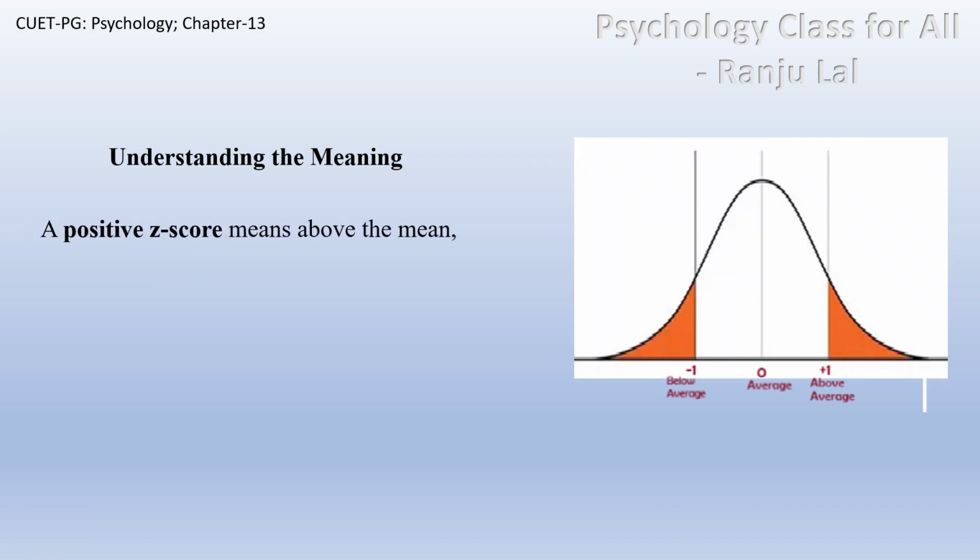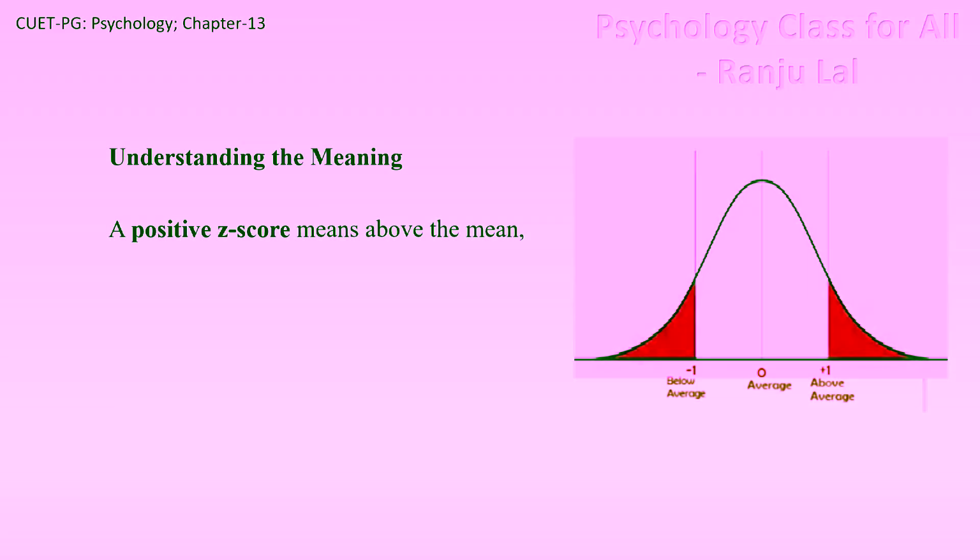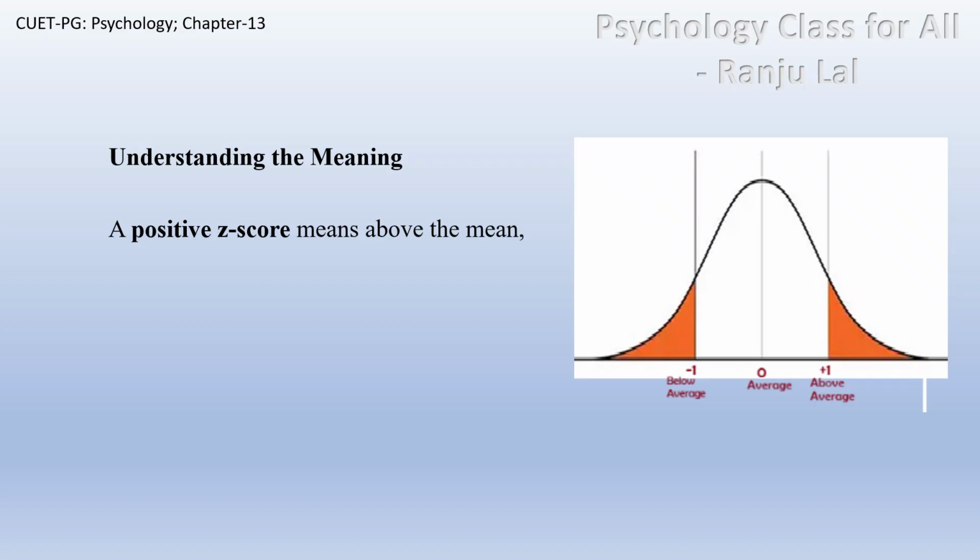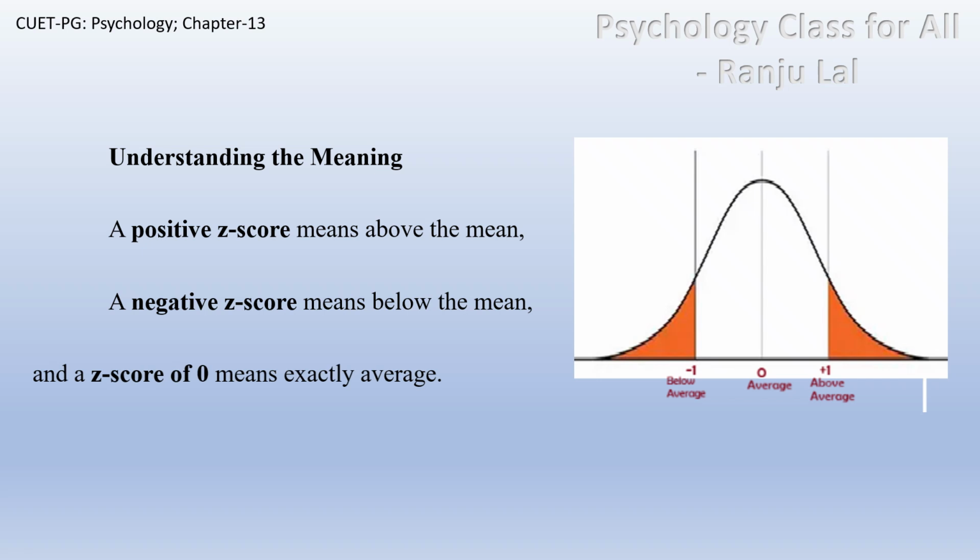So, the Z score helps us to see how unusual or typical a score is. A positive Z score means above the mean, a negative Z score means below the mean, and a Z score of 0 means exactly average.